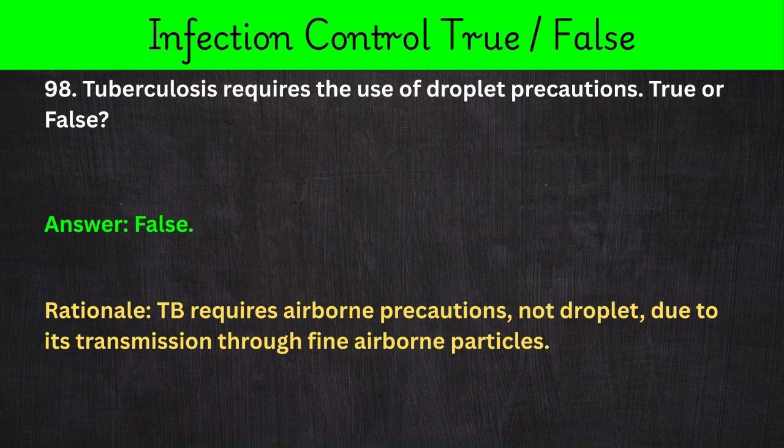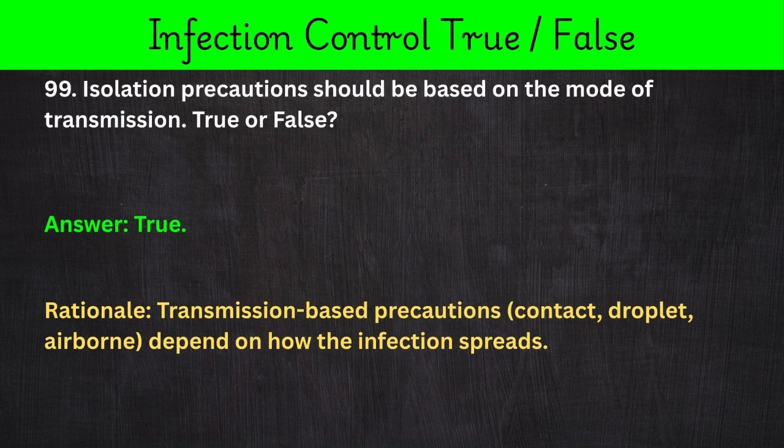True or false? Answer: false. Rationale: TB requires airborne precautions, not droplet, due to its transmission through fine airborne particles. 99. Isolation precautions should be based on the mode of transmission.